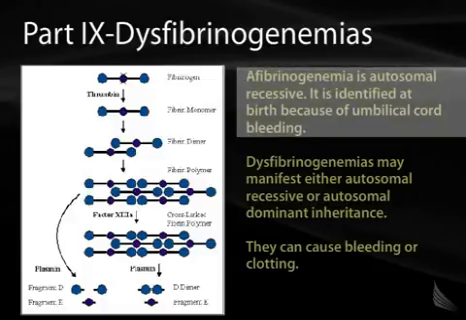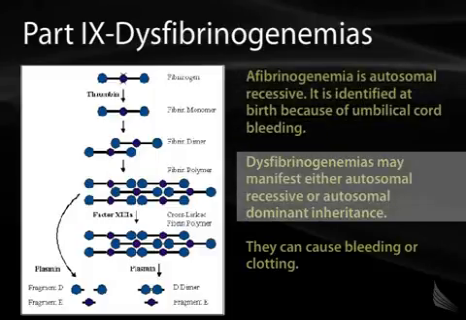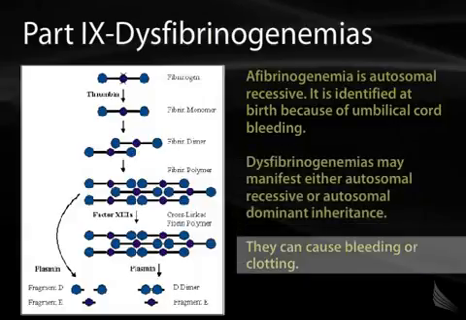Here we have an example of dysfibrinogenemias. Here we have the pathway. We won't get into too much detail as to how this happens, but just to discuss a couple of the diseases. Afibrinogenemia is autosomal recessive, identified at birth because of umbilical cord bleeding. So that's the dead giveaway on your boards questions for that one, umbilical cord bleeding. Dysfibrinogenemias may manifest either autosomal recessive or autosomal dominant inheritance, and you're going to look for bleeding and clotting there.